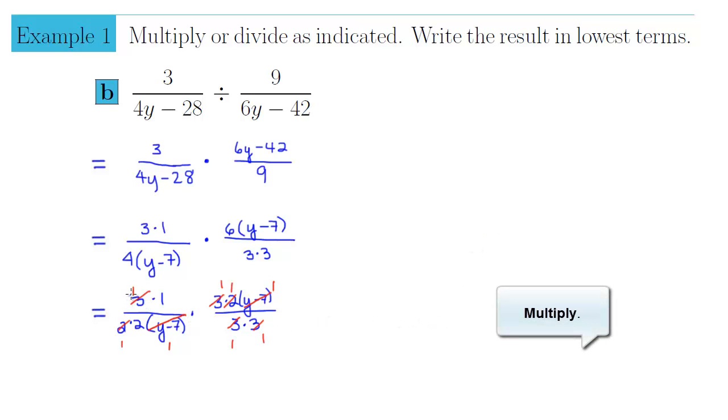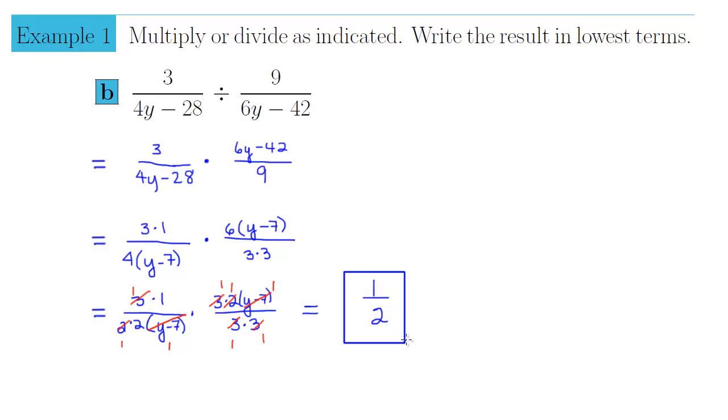Now we can multiply straight across. 1 times 1, 1 times 1 times 1 times 1. On the top, that simply gives us 1. And 2 times 1 times 1 times 1 times 1 simply gives us 2. And so our final answer is that 3 over 4y minus 28 divided by 9 over 6y minus 42 is simply equivalent to the fraction 1/2. Make sense?